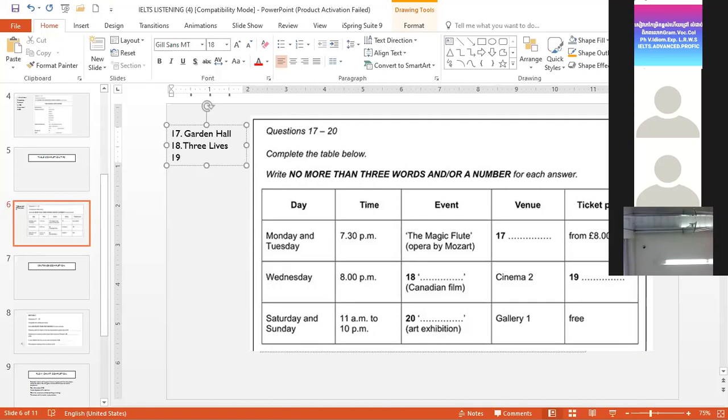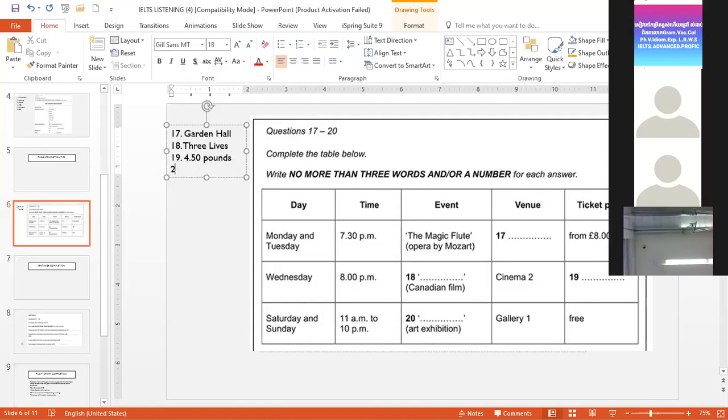19, Bong Kun. 19, £4.50. So you have to write with pound as well. You have to do it like this, or use the word pounds, or use the sign pound. Anyone is fine.